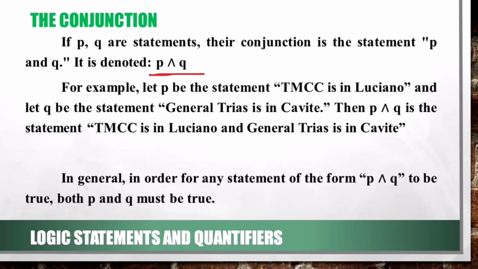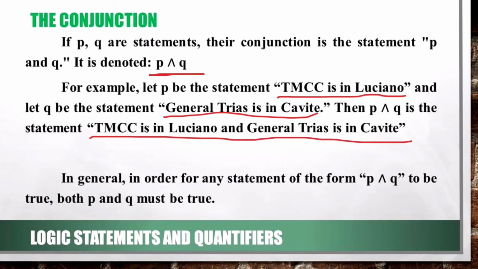For example, let P be the statement TMCC is in Luciano, and let Q be the statement General Trias is in Cavite. Then P and Q is the statement TMCC is in Luciano and General Trias is in Cavite. Pinagsama niya lang yung dalawang statement kasi nga po, itong connective na to ay connective that is with us and.